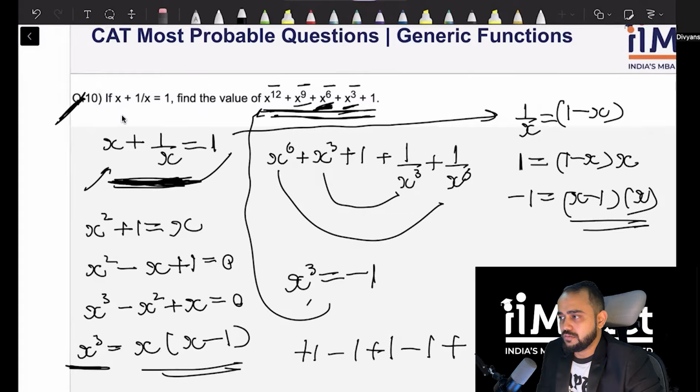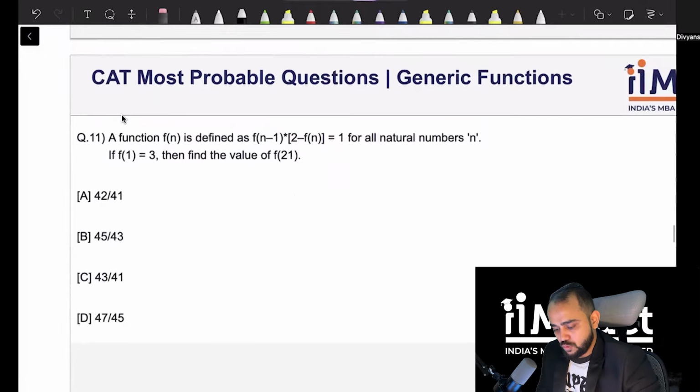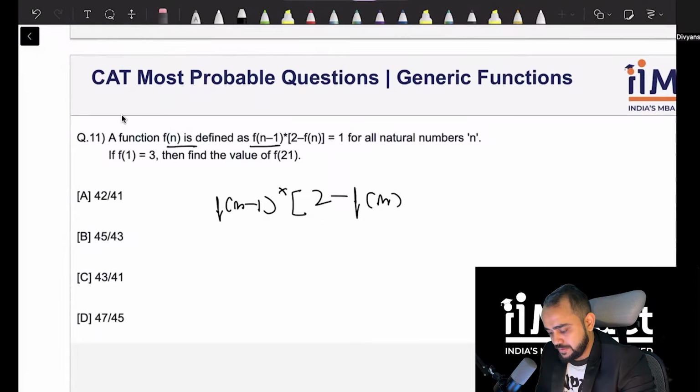So again, a much better way exists to solve this particular problem. All right, moving on. A function is defined, f of n minus 1 into 2 minus f of n is equal to 1 for all natural numbers n.